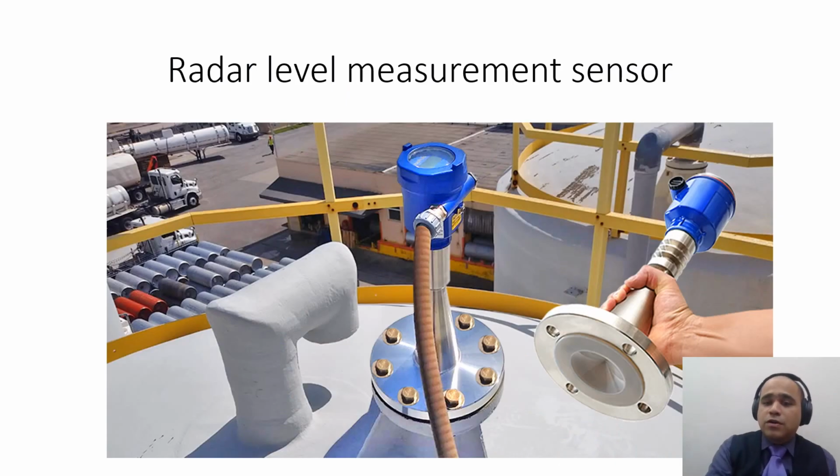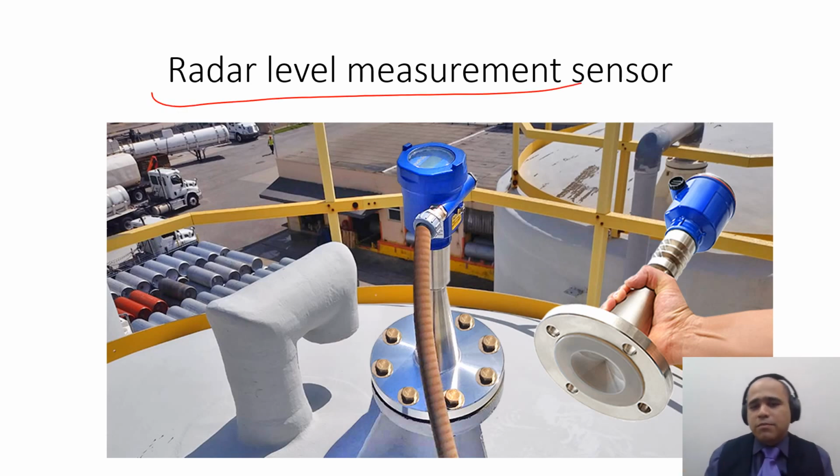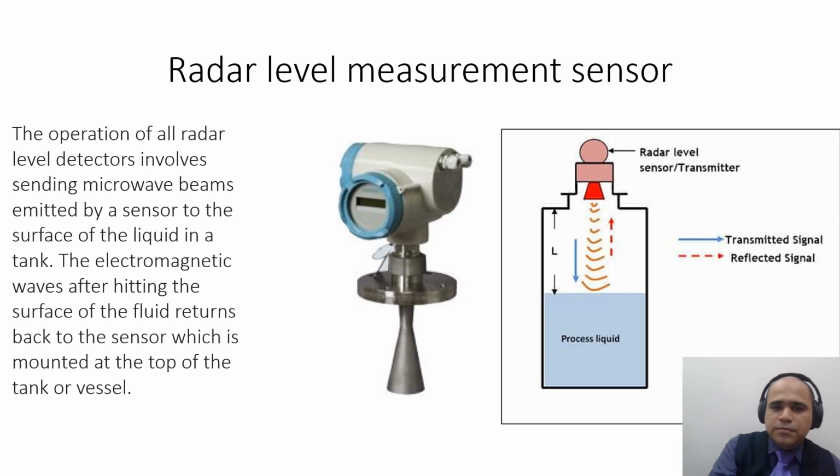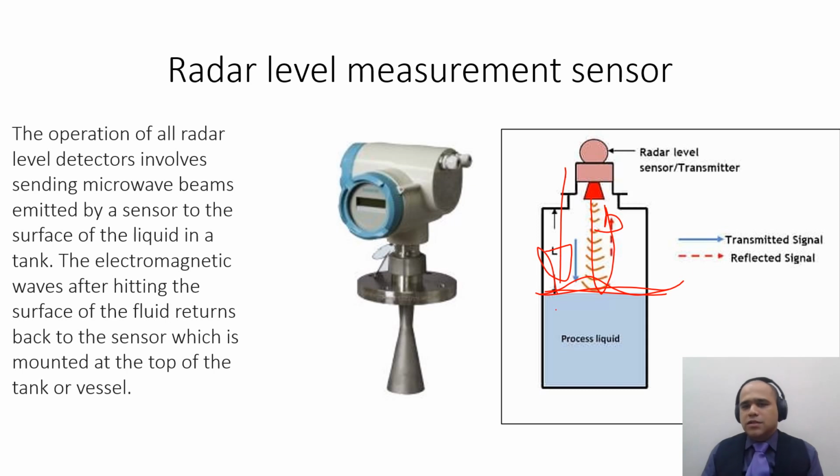Now, for corrosive signals, ultrasonic sensors are not preferred. We use something called a radar level measurement sensor. I will explain with the next slide. When the radar sends out a signal, it hits the surface of the processed liquid, and that could be a hazardous chemical or petrol. These waves are reflected back and sent back to the radar sensor.